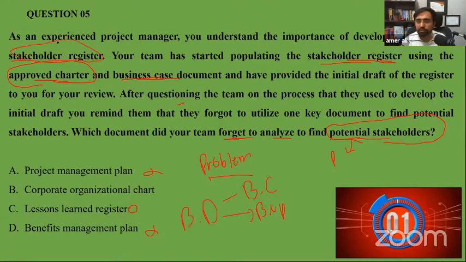So we are talking about stakeholders. Your team has started populating the stakeholder register using the approved charter and business case. So we haven't used the benefit management plan and have provided the initial draft of the register. After questioning the team on the process they used to develop the draft, you remind them they forgot to utilize one key document for potential stakeholders. Okay, so we are in the initiation phase. So one of the key documents is the benefit management plan. You missed the benefit management plan that is in the initiation.